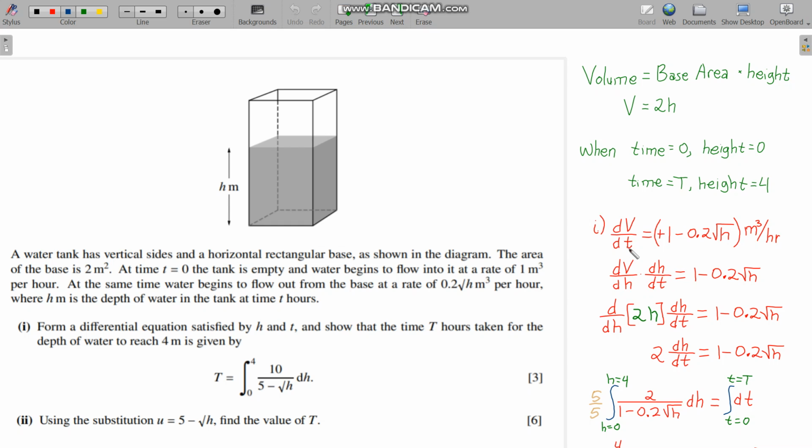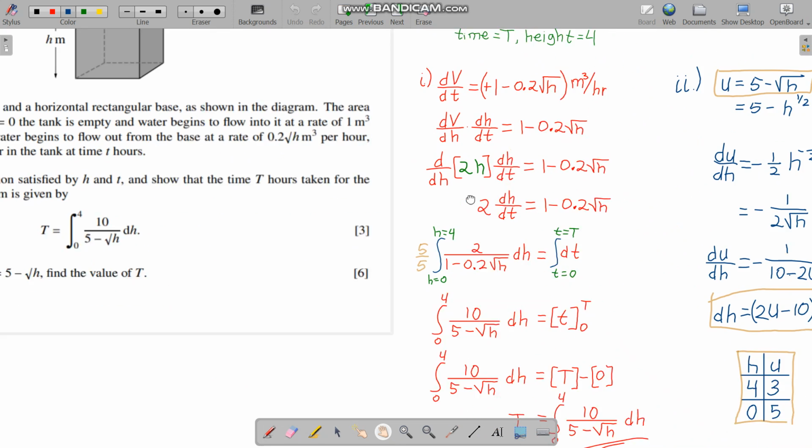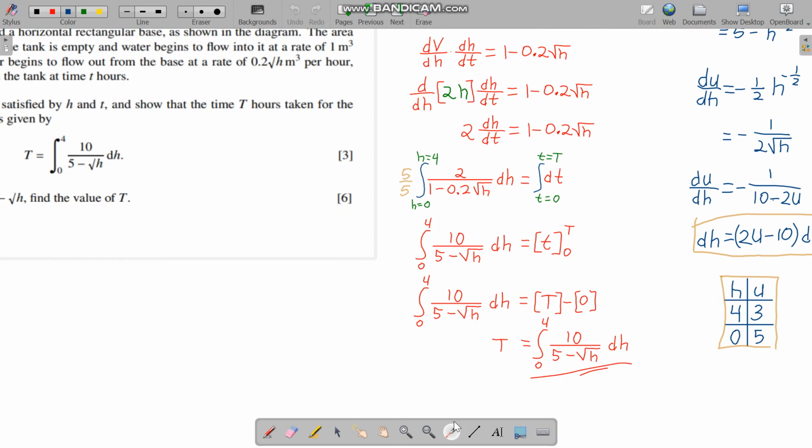And dV/dt is, using the chain rule, dV/dh times dh/dt. The V is actually 2h, so d/dh of this, we differentiate 2h with respect to h, we get simply 2, and dh/dt is therefore this. We can now divide throughout by the right hand side, or we move this down here, and there's nothing here, just 1 multiplied by dt, so it's just dt.